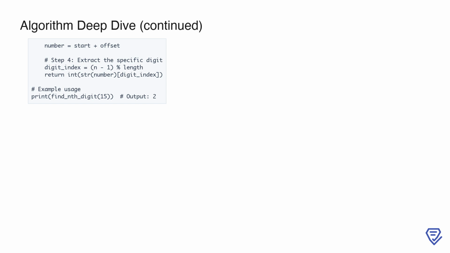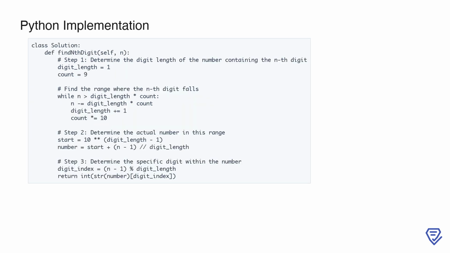Finally, we calculate the digit index within this number, convert the number to a string, and return the digit at the index. This Python function encapsulates the entire algorithm and can handle both small and large values of n efficiently. For instance, calling the function with n equal to 15 returns the digit 2, demonstrating correctness and clarity in the implementation. This solution calculates the nth digit in a sequence of concatenated integers.